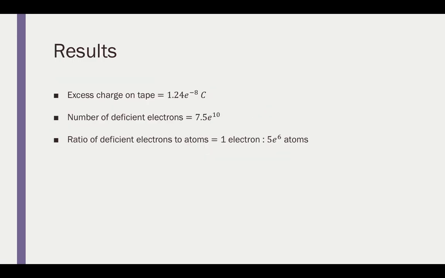Here are my results. I determined that the excess charge on my tape was 1.24 times 10 to the negative 8 coulombs. The number of deficient electrons on my tape was 7.5 times 10 to the 10, and the ratio of deficient electrons to atoms was 1 electron to 5 times 10 to the 6 atoms.